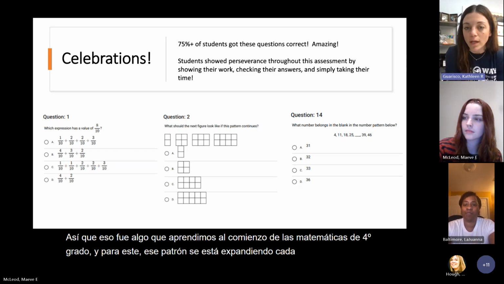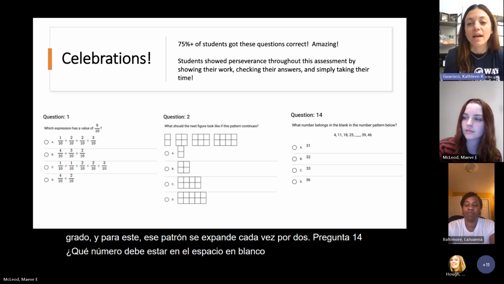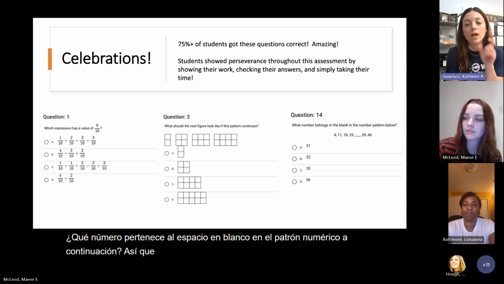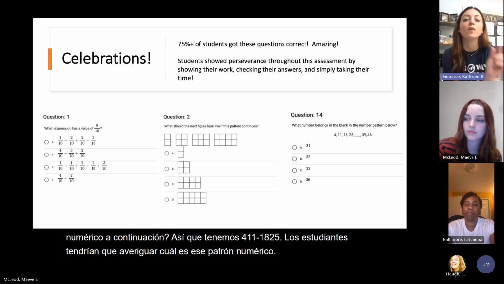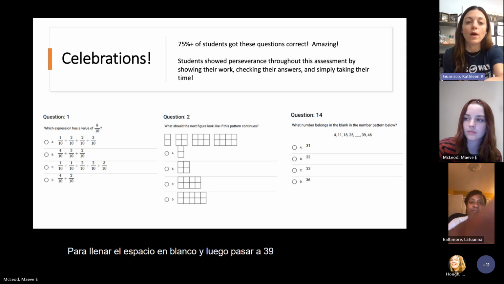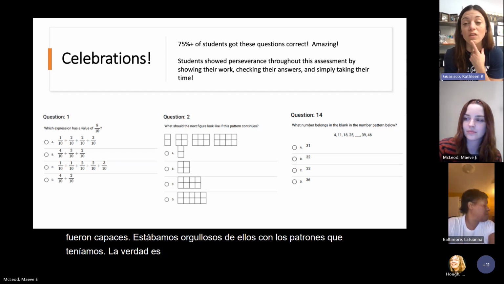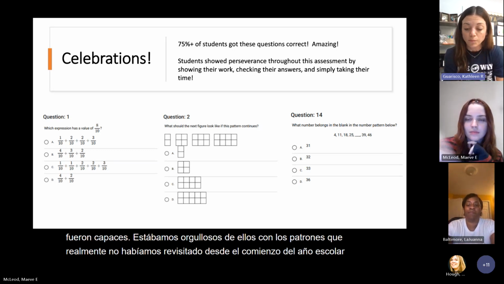Question 14, what number belongs in the blank in the number pattern below? So we've got 4, 11, 18, 25. Students would have to figure out what that number pattern is to fill in the blank and then move on to 39 and 46. So they really were able, we were proud of them with the patterns because we had not really revisited that since the beginning of the school year, and they retained that very well.